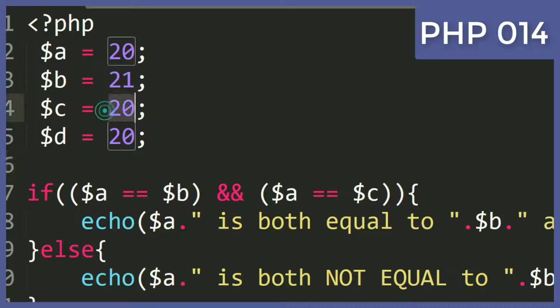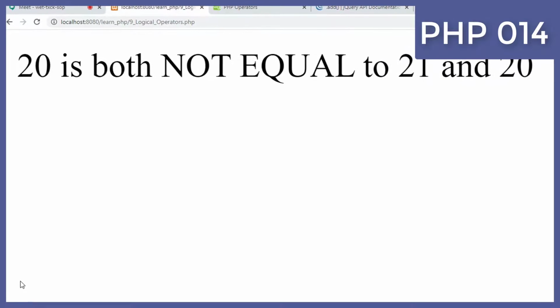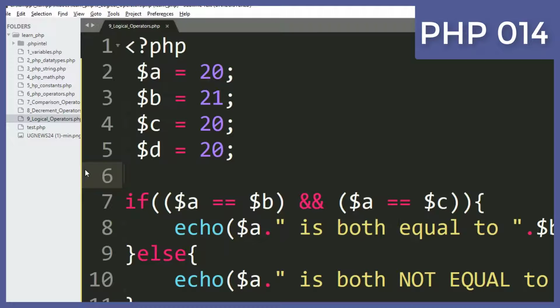But you know the value of A is what? The value of C is 20, and the value of B is what? It is 20. So let us go and refresh. Can you see? The value of A, 20 is not equal... Okay, 20 is both. Let me first fix this one.